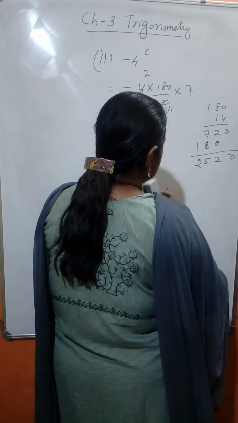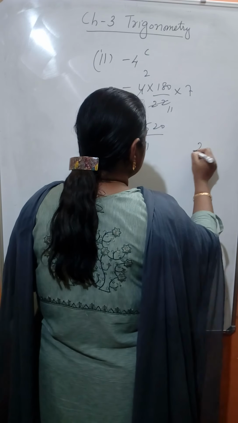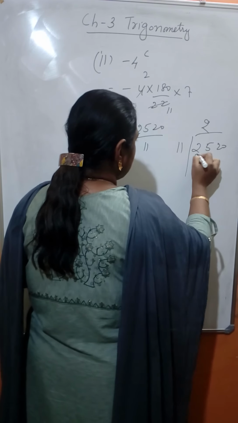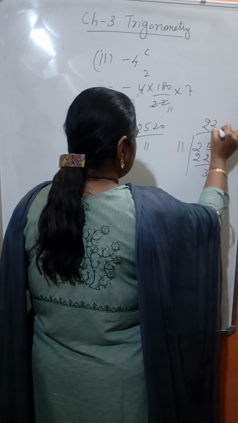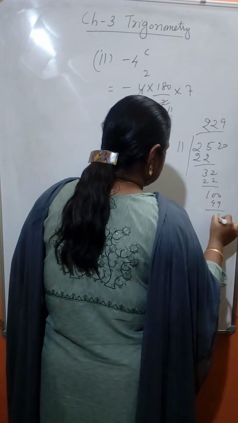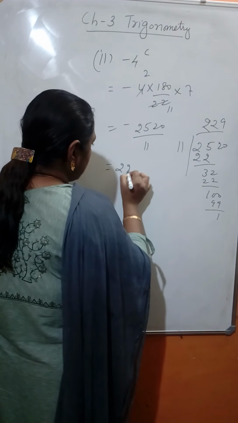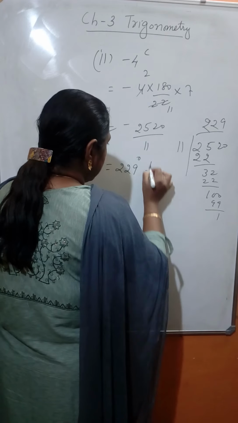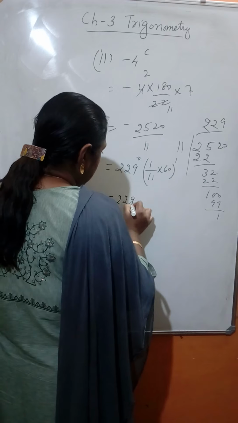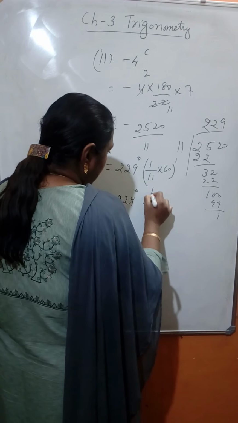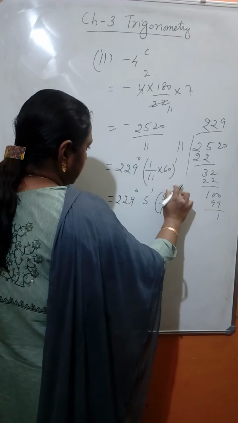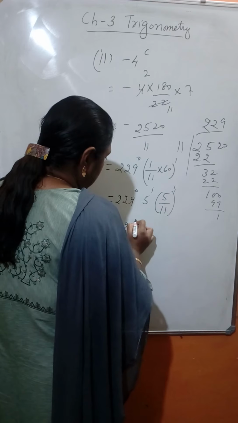Normal division we will do first. 2520 is to be divided by 11. 2 times 22, then 32, again 2 times 22, 10. So 100, 9 times it is 1. Okay. So we can write this as 229 degree 1 by 11 into 60 minutes. So which is the same as 229 degree 60 by 11, it is 5 minutes and 5 by 11 minutes. Okay. So that is 229 degree 5 minutes.